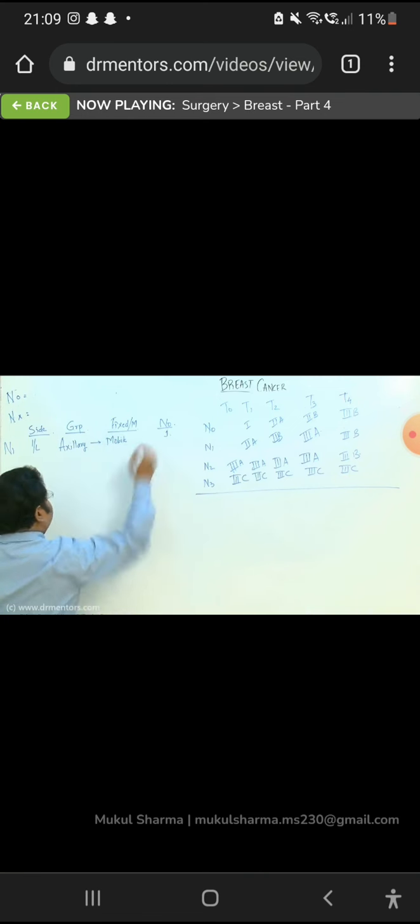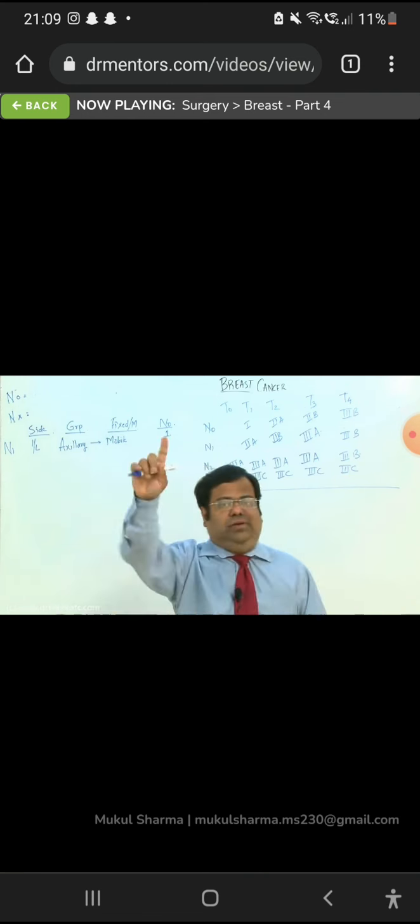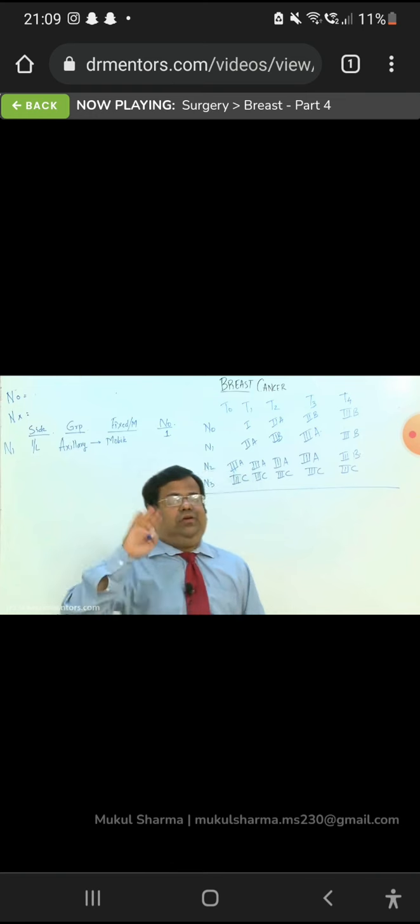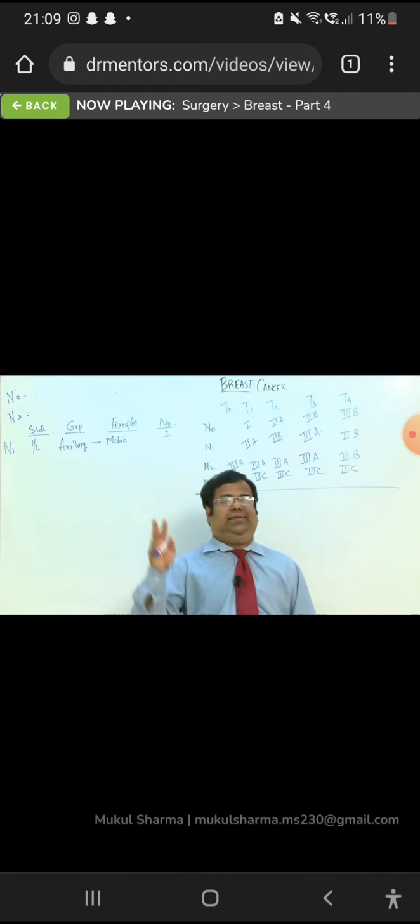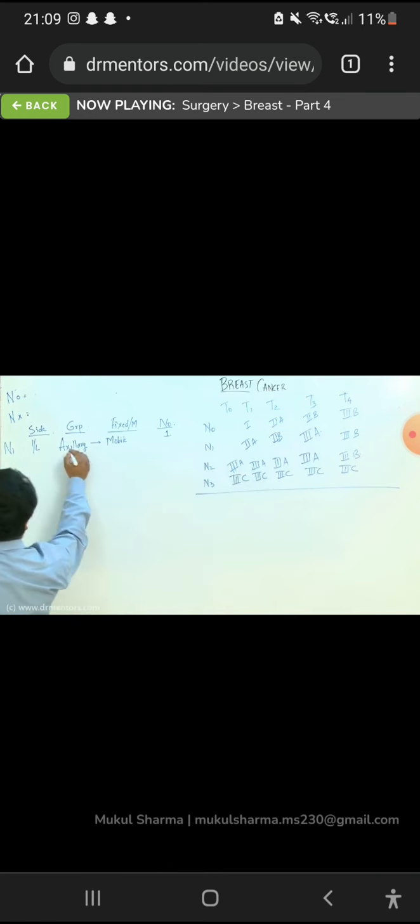If a person has ipsilateral axillary lymph nodes which are palpable and freely mobile, only one group, that is axillary lymph nodes, that also of the ipsilateral side, and that also freely mobile, not fixed, then you will call it as an N1. Now there are two things, axillary and mobile.